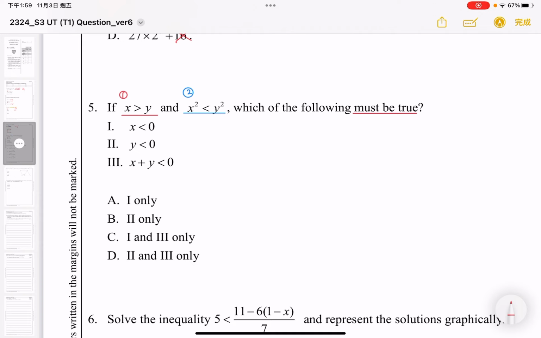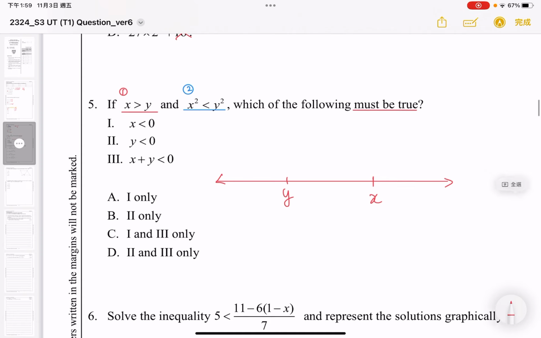I'm going to use not just substitution, but the number line to do it. So we have the number line. For the first condition, x is larger than y. That means x is on the right of y. Okay, this is the first situation or first information. And the other restriction is x squared is smaller than y squared.